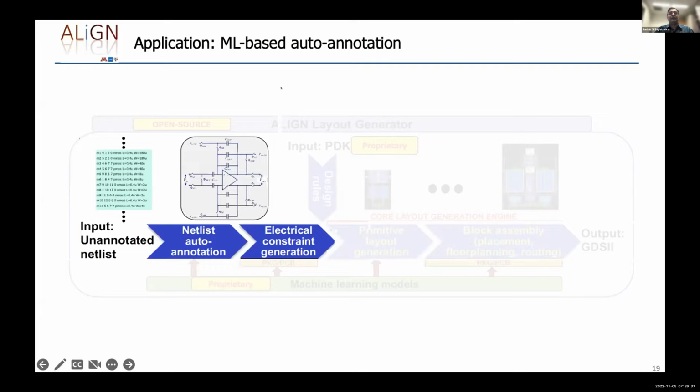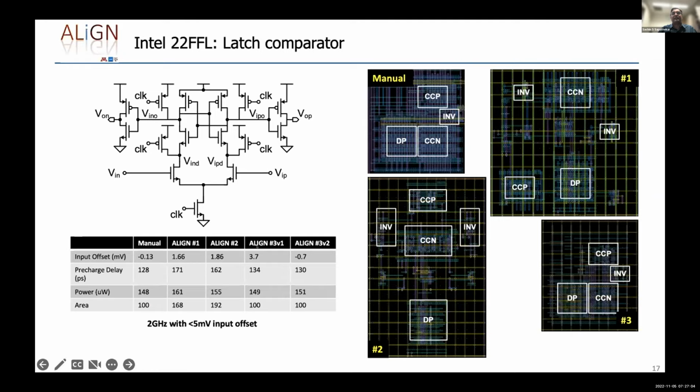Okay. So if we look at various applications, let's start with the first application, which was related to automated annotation. I think there's a question here about why ALIGN number three, V1 had higher input offset. So if we go back to the previous slide, I can probably answer that. In this case, this was actually related to the fact that there was a specific wire that had a particular route that was non-symmetric. And this was because it tried to achieve a lower area. If we relax that constraint a little more, we were able to get a better offset. But either of these offsets are within the 5 millivolt spec. So it wasn't necessarily a killer.